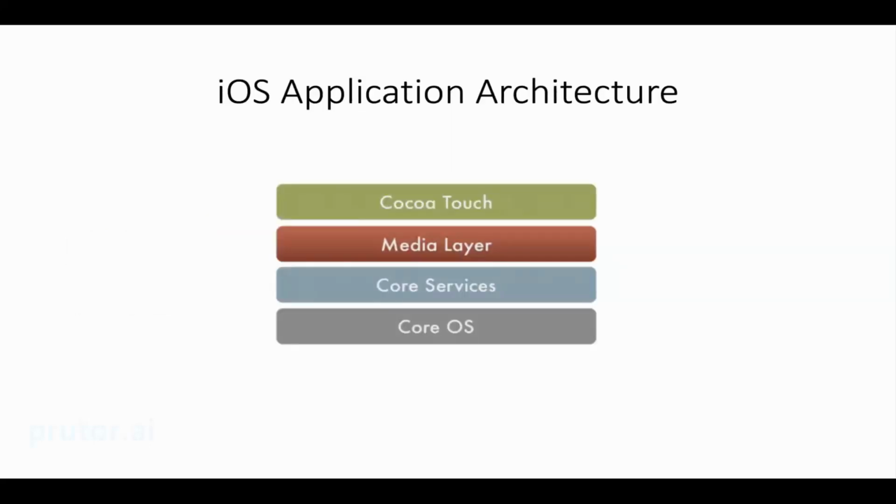Okay, now before diving into what application development in iOS means, let's first understand the architecture of an iOS application. So any iOS application has the core four pillars, or four parts, which are Cocoa Touch, media layer, core services, and core OS. So let's go one by one to each one of them and understand.